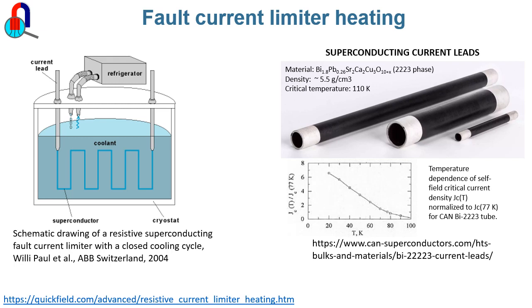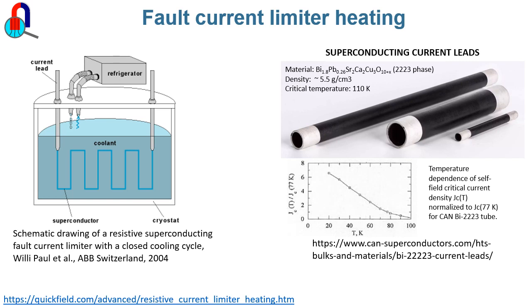Also wanted to look at a resistive type of fault current limiter. In the case of a resistive fault current limiter, we have a superconductor or other nonlinear type of device. If the current exceeds the critical current in the superconductor, then the fault current is going to be reduced here.